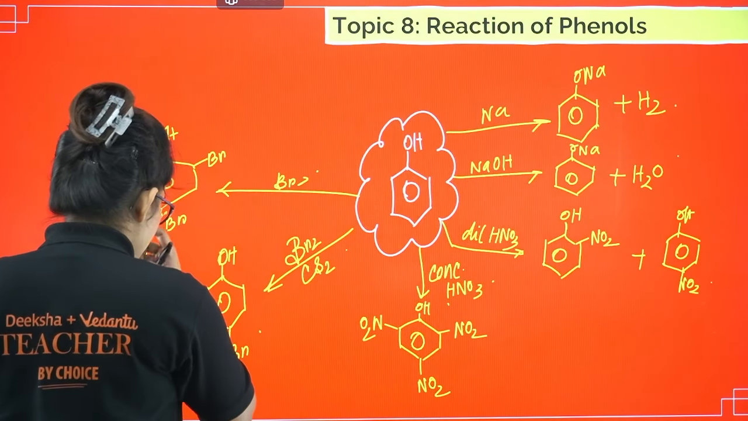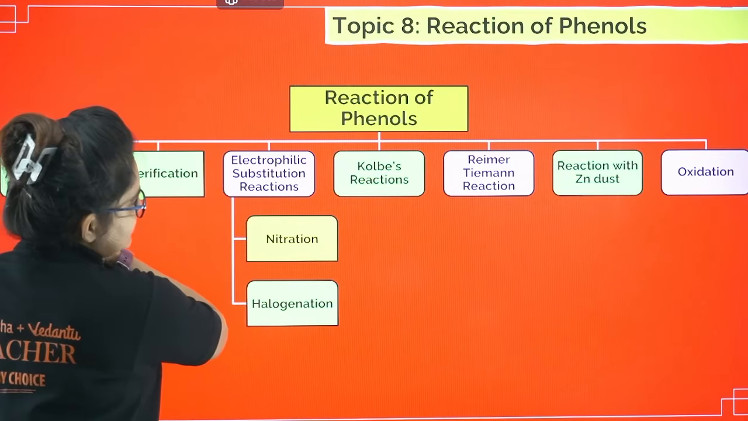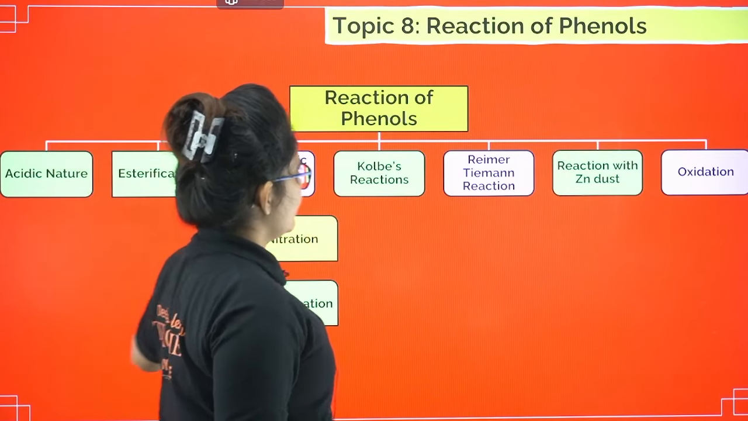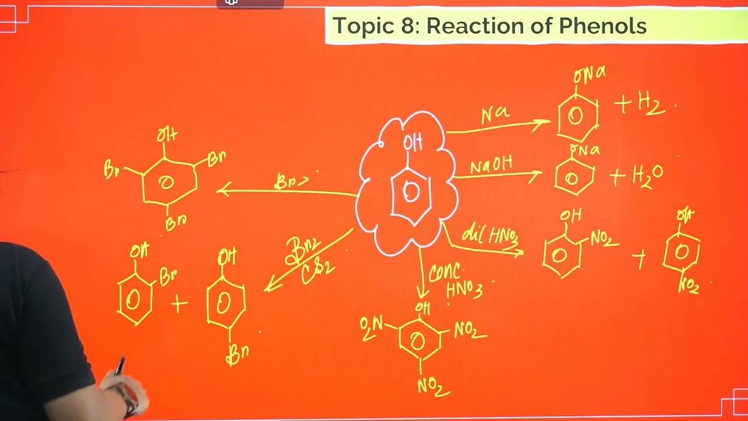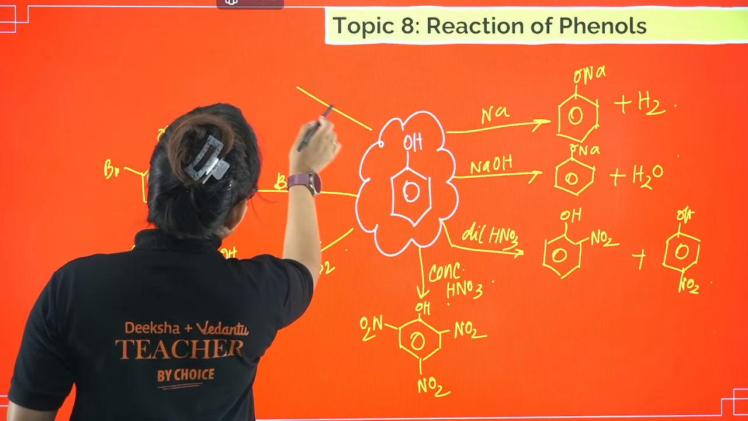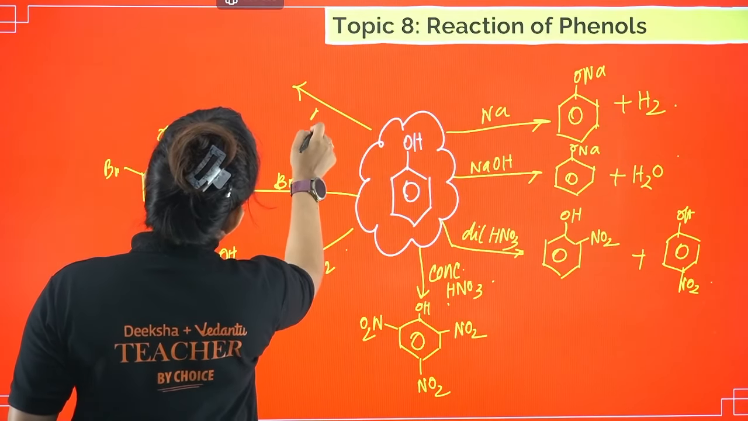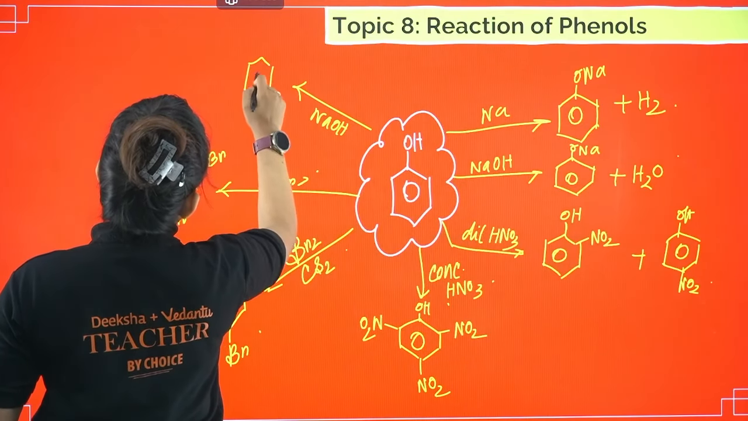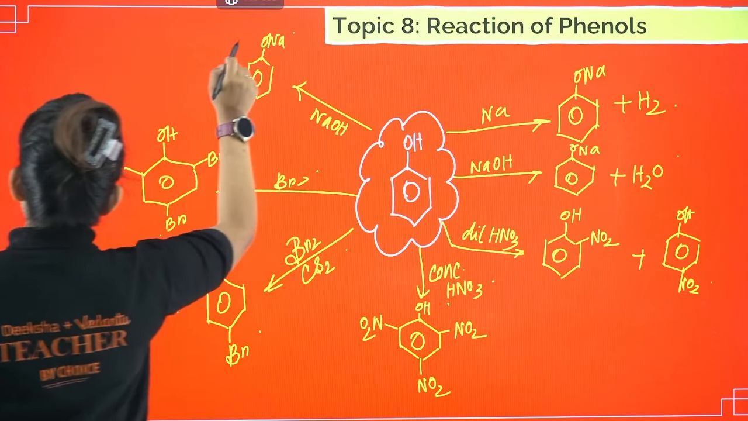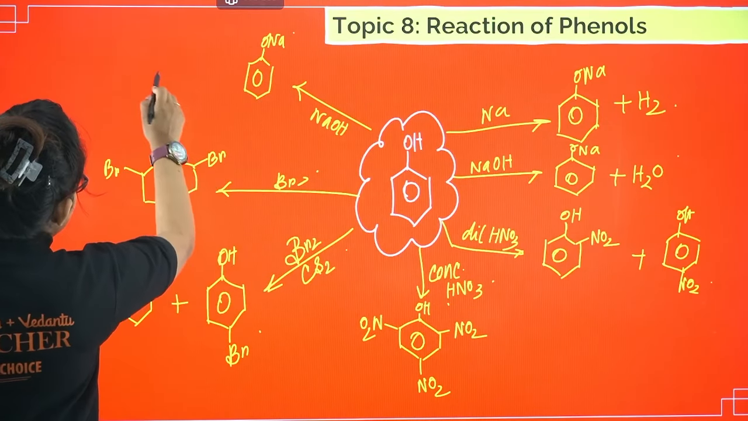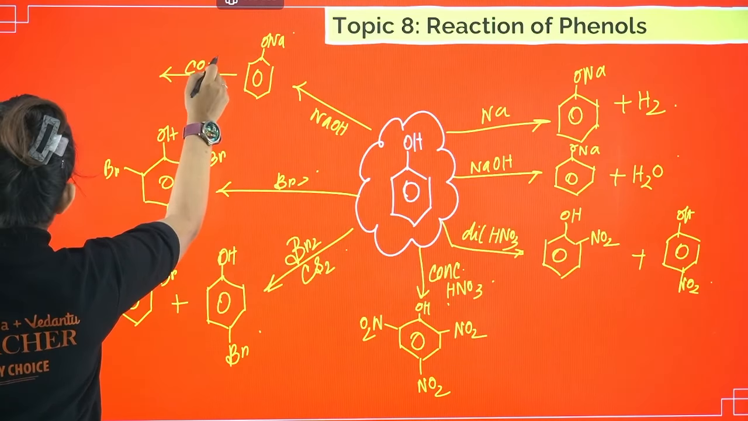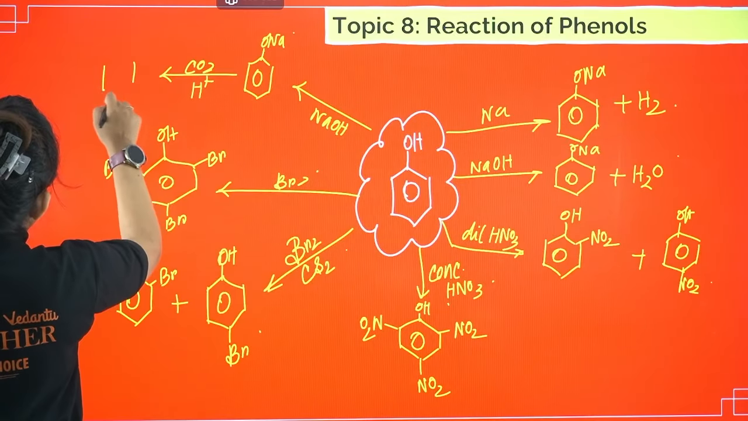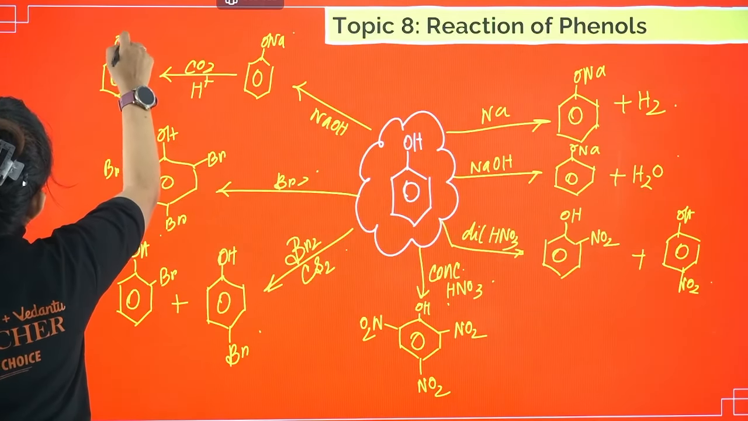Okay, these things are done. Nitration and halogenation are done. Next we will proceed with Kolbe's reaction, then Reimer-Tiemann. In Kolbe's reaction, first we will treat this with NaOH. Once I treat this with NaOH, I will get ONa. Now to the ONa I will give carbon dioxide, then H plus. Once I give it, I will end up with salicylic acid.